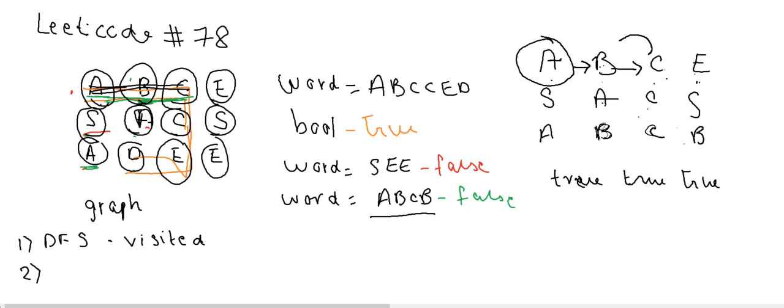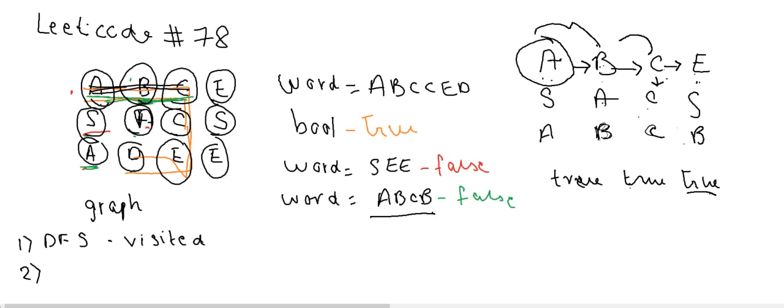When I'm visiting A, I have marked this as true. When I visited B, I marked this as true. When I visited C, I marked this as true. But when I started the recursive DFS from C, it says, oh, none of my neighbors are B. So this will return false to this, and when this returns false to this, it will return false here, here, here, okay, right? So the word is not found at this point.